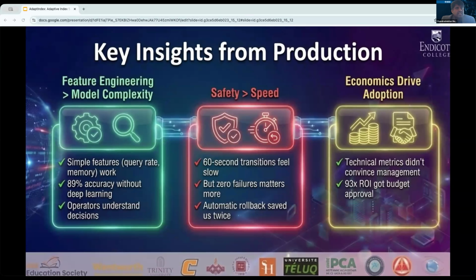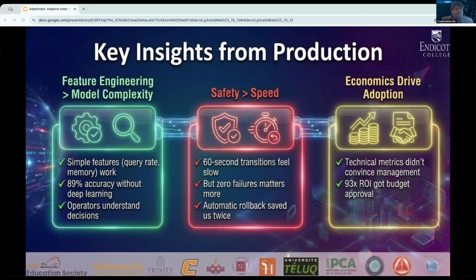Three key lessons from what we observed. The first is that interpretable features beat complex models. We tried neural networks. They were slower, needed more resources, and didn't improve accuracy. Simple features like query rate and memory pressure work great, and operators trust them because they understand them.